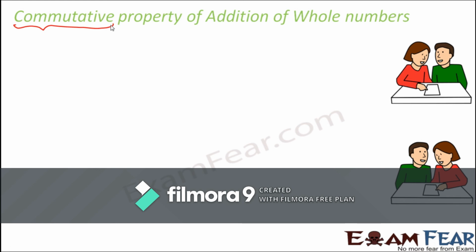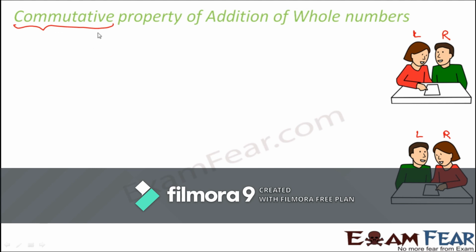Now, can you guess something about the commutative property looking at the picture on the screen? In the first picture, you see that the girl is sitting on the left and the guy is sitting on the right. What do you see in the next picture? Their positions are exchanged. Now, the guy is sitting on the left and the girl is sitting on the right. So, they have just exchanged their positions. Do you get some clue from this?